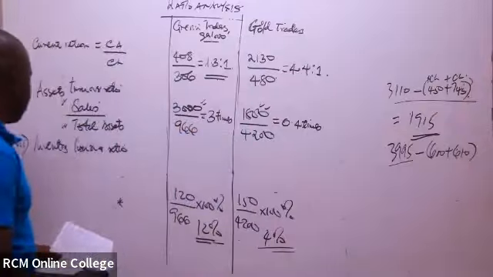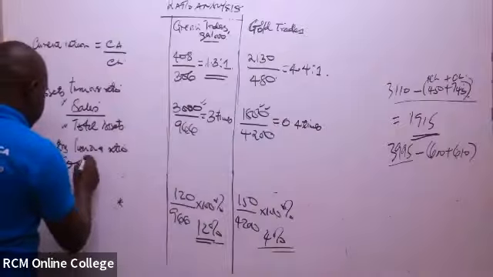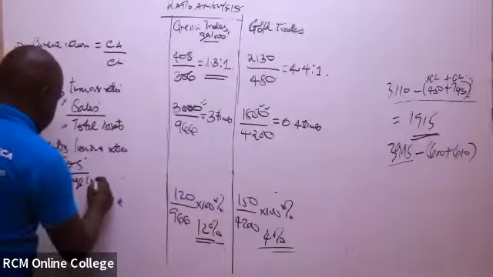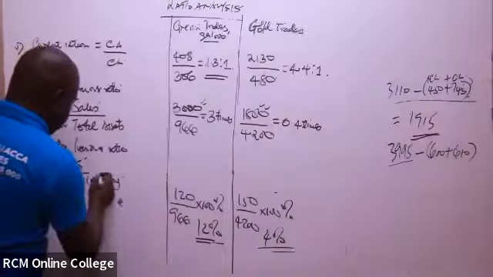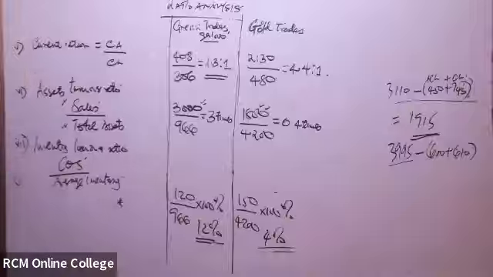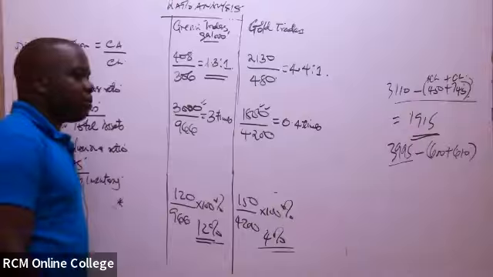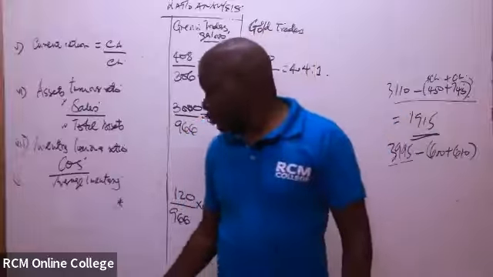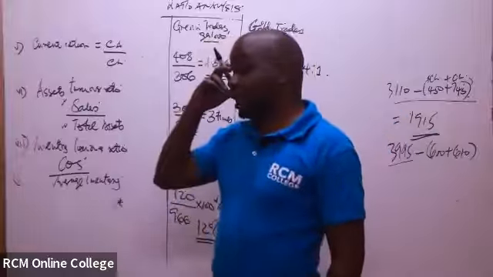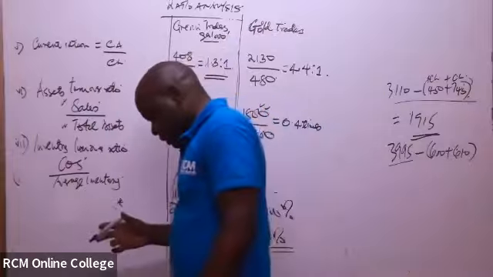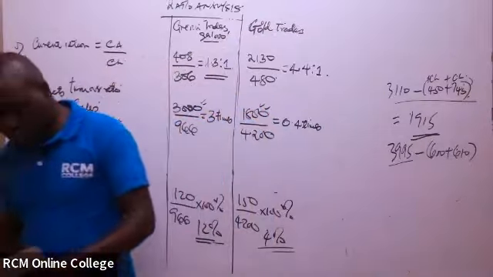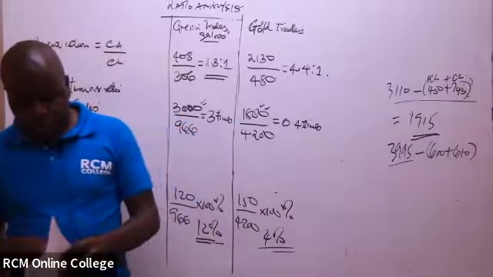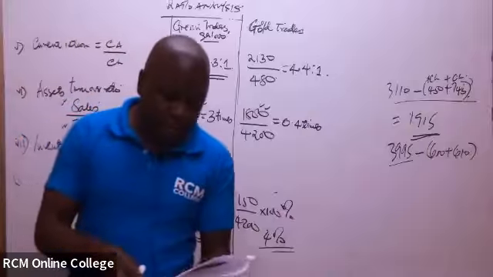So cost of sales over the average inventory. In a situation where you have been given the opening stock and closing stock, to get the average inventory you add the two and divide by 2. But if you haven't been given both, then you conclude that what you've been given as inventory is the average.